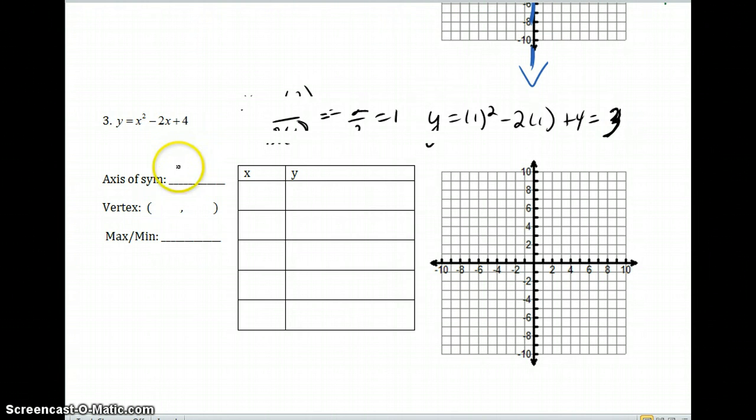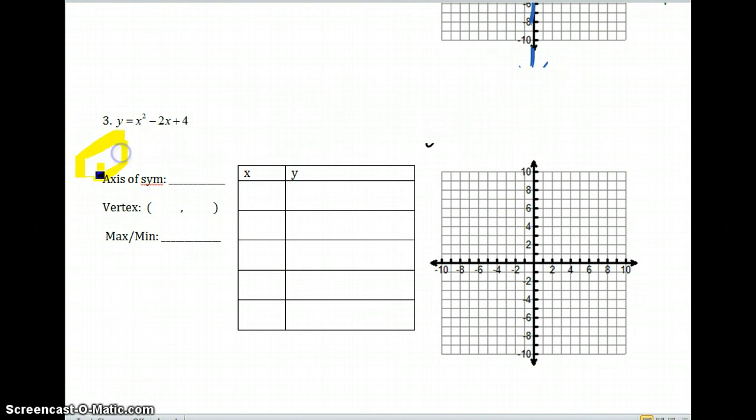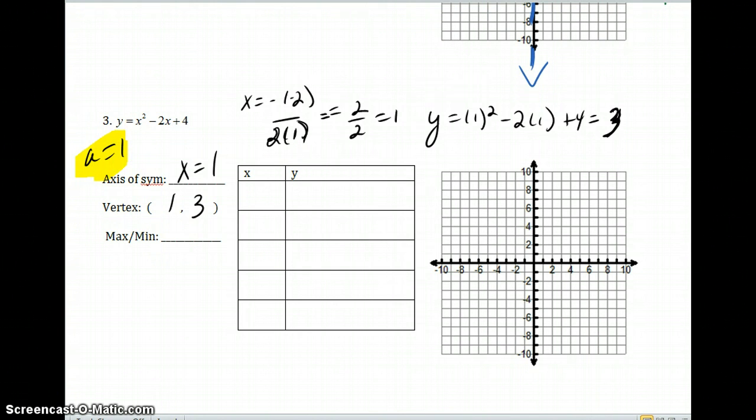Okay, so your axis of symmetry is x equals 1. Your vertex is 1, 3. Your a value is 1, which means your graph is opening up, and therefore you're going to have a minimum value at 3. Let's go ahead and plot the vertex at 1, 3.